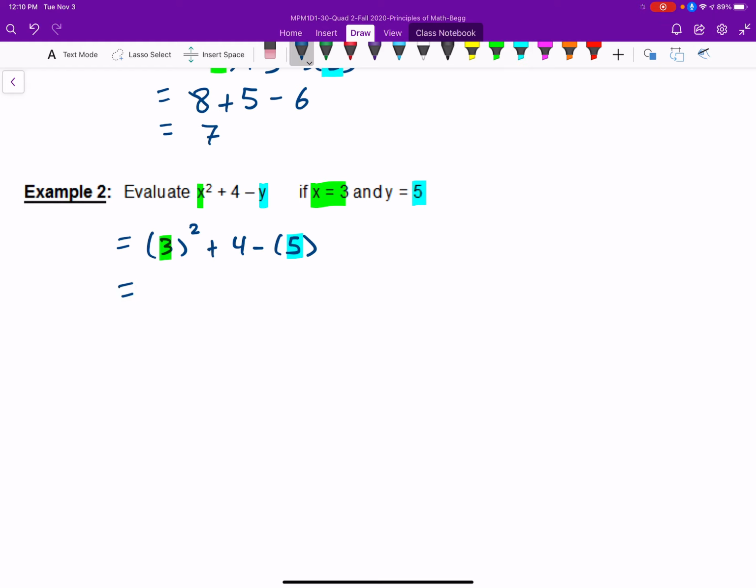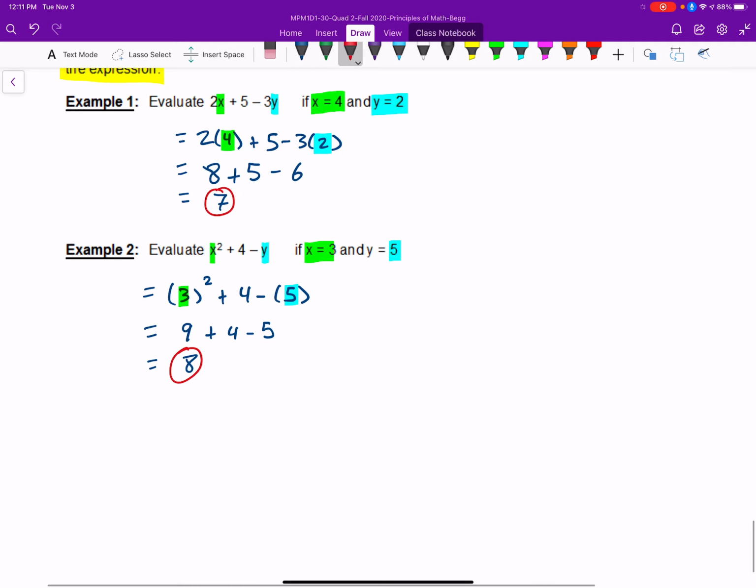And again, following order of operations, I ought to do my exponents first. So 3 squared is 9, because an exponent's really just a multiplication, plus 4, and then taking off those brackets, it's minus a positive 5 becomes just minus 5. 9 plus 4 is 13. Take away 5, and my final answer is 8. I usually put a circle around my answers.